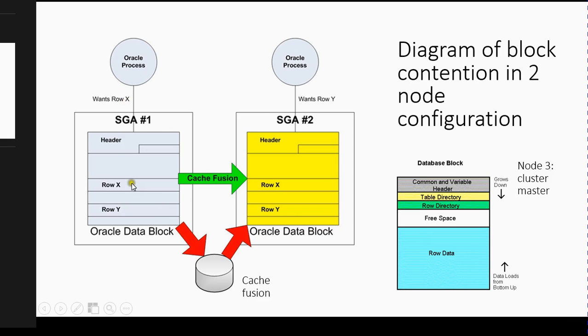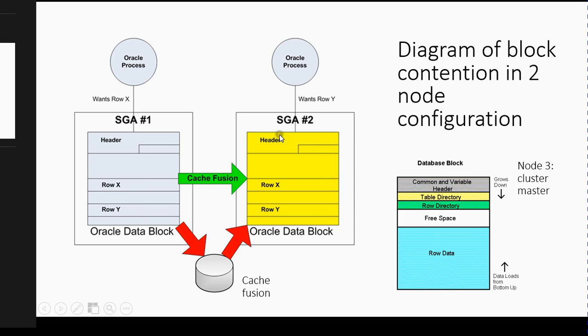What's going to happen is, think of it this way: if this block is 8K, this one is 8K. You have the different rows: row 1, row 2, but here we have row X, row Y. It's being loaded from the bottom up, so you're going to have all these rows being placed into the block, all these rows being added.